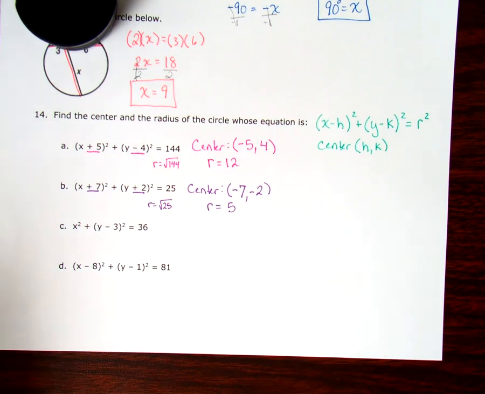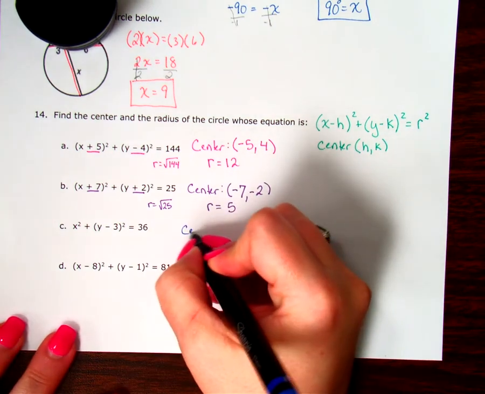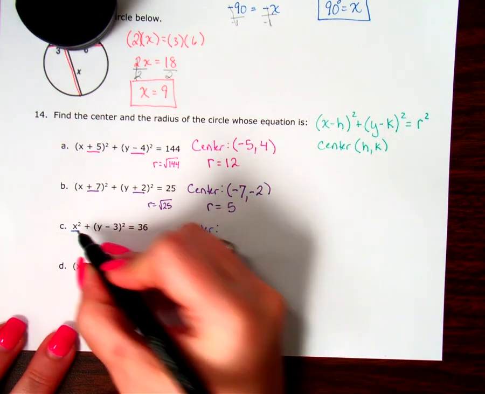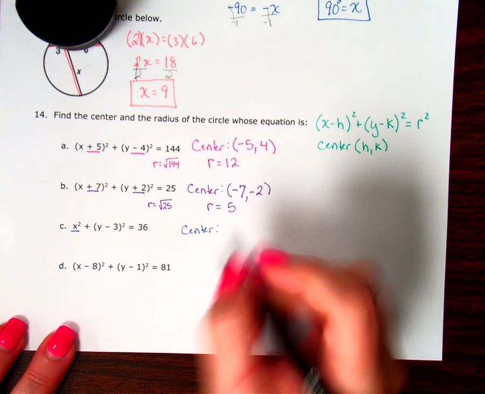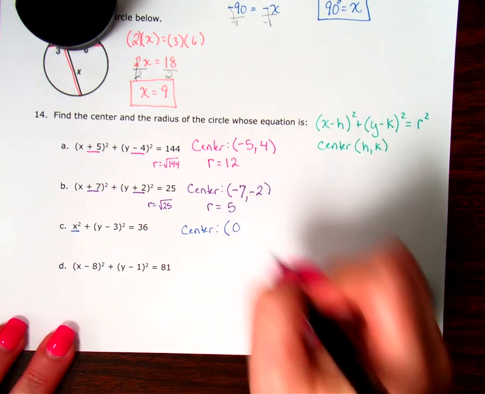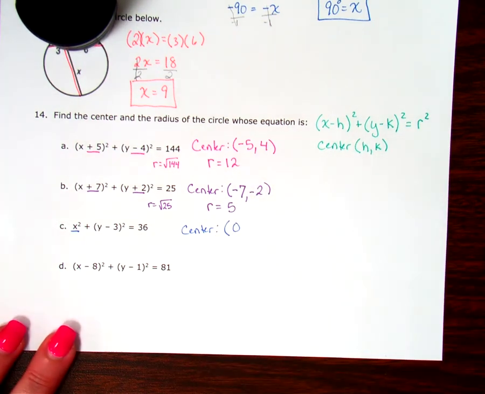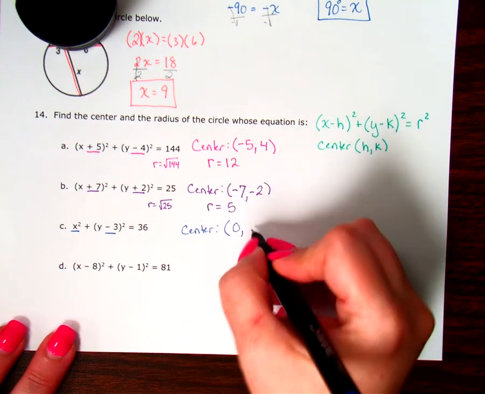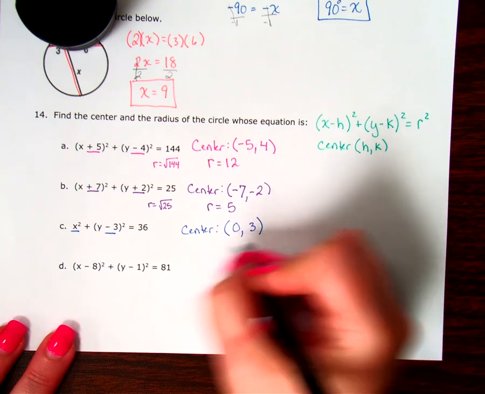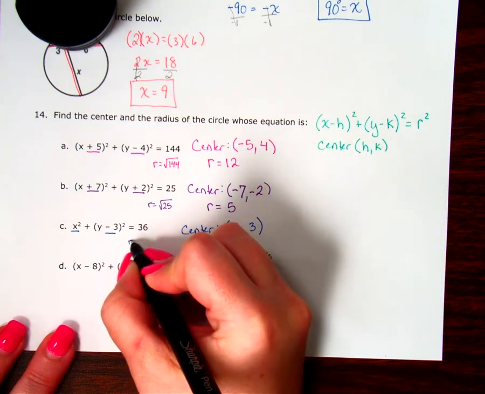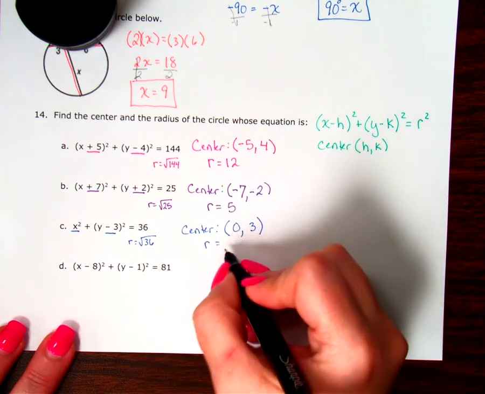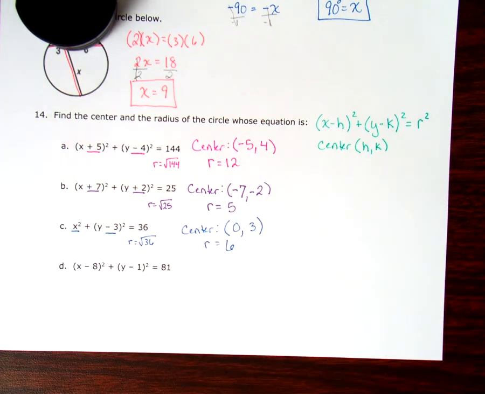Okay, letter C, for my center, there's nothing added or subtracted to that x, which means my center value for x was 0. And for this one, remember we're looking at the opposite. So if it was a -3, now it's going to be a +3. And then for my radius, I have to unsquare the 36, which gives me just 6.